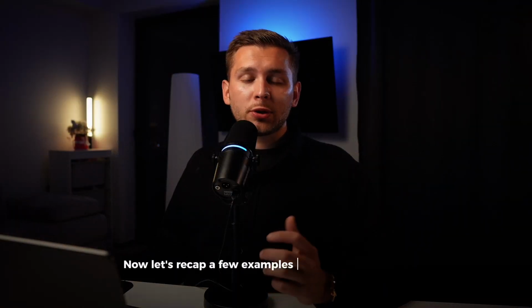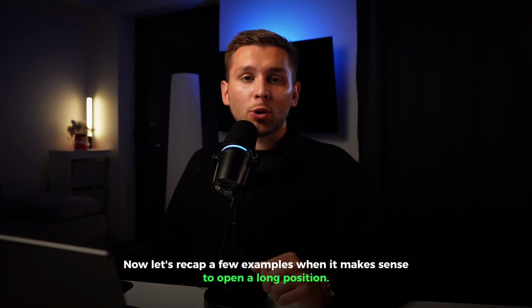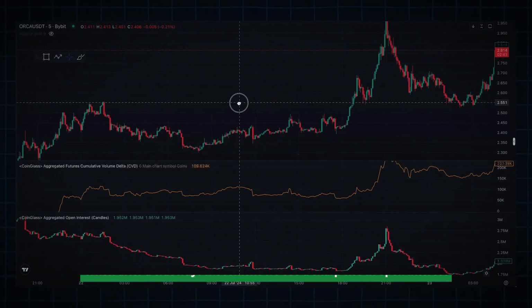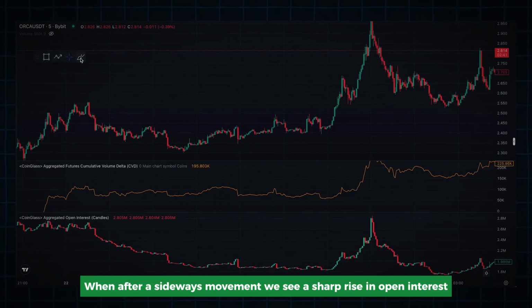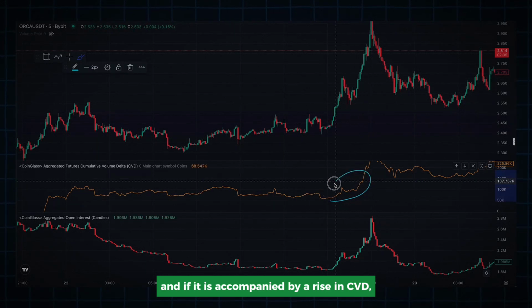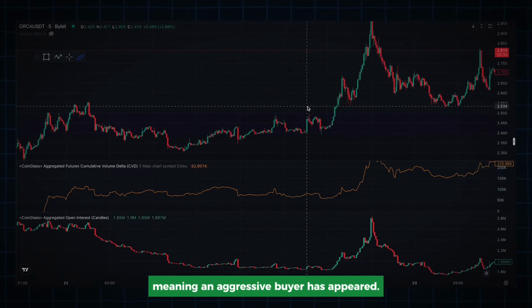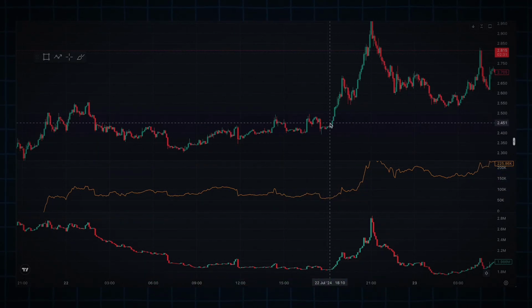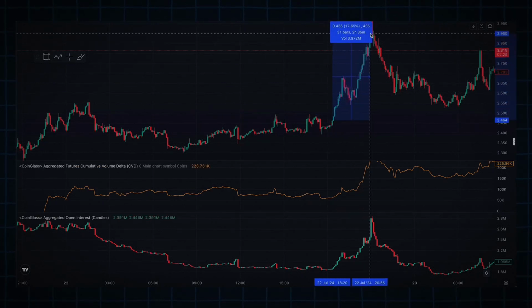Now let's recap a few examples when it makes sense to open a new long position. Number 1. When after a sideways movement we see a sharp rise in open interest, indicating the appearance of new positions, and if it is accompanied by a rise in CVD, meaning an aggressive buyer has appeared. In this case, it can be a great moment to trade the long position.